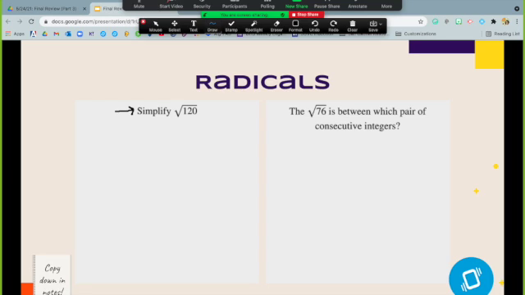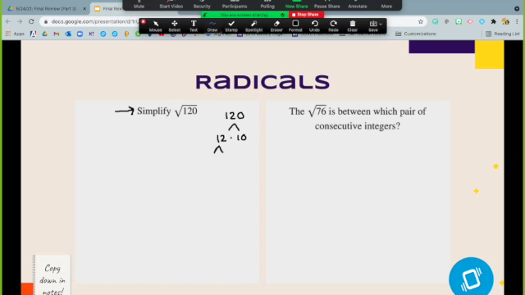Alright, so simplifying the square root of 120. We have a big number, so the best way to find all the prime numbers in the radical is by using the factor tree. So for 120, I could use 12 and 10. Those two would multiply to get 120.